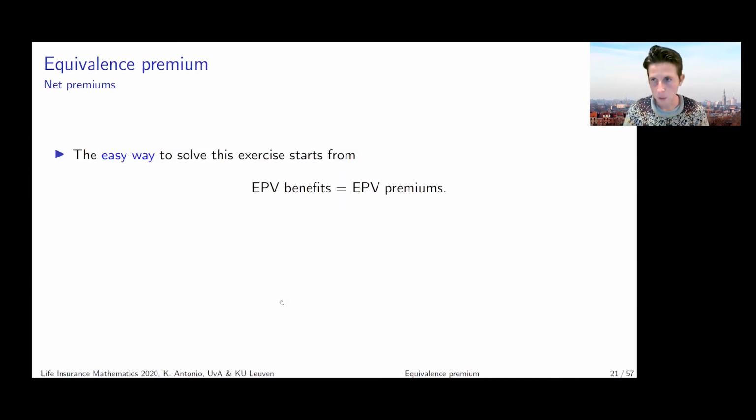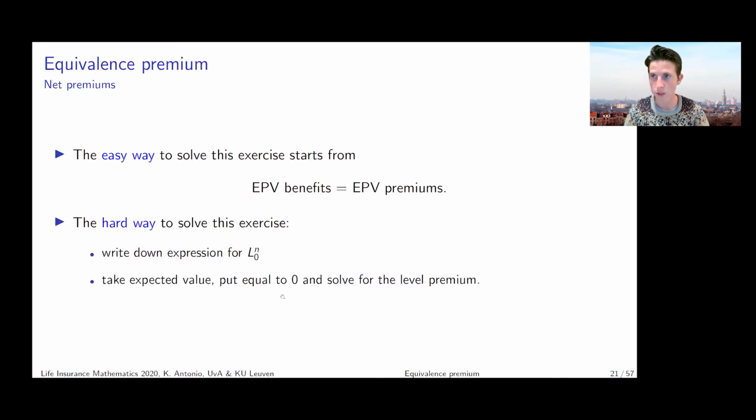Okay, so let's give this a try. We're going to go for the easy way. We're going to go for the EPV of the benefits is equal to the EPV of the premiums, and we solve for the unknown premium. If you would like to do it the hard way, you'll need more time. Then you would write down the expression for the future loss random variable. You would take its expected value. You would put that equal to 0. You would solve for the level premium, right? Both recipes are exactly the same. But of course, the second one just takes you a few more steps in between, so that takes you a bit more time to write it down like this.